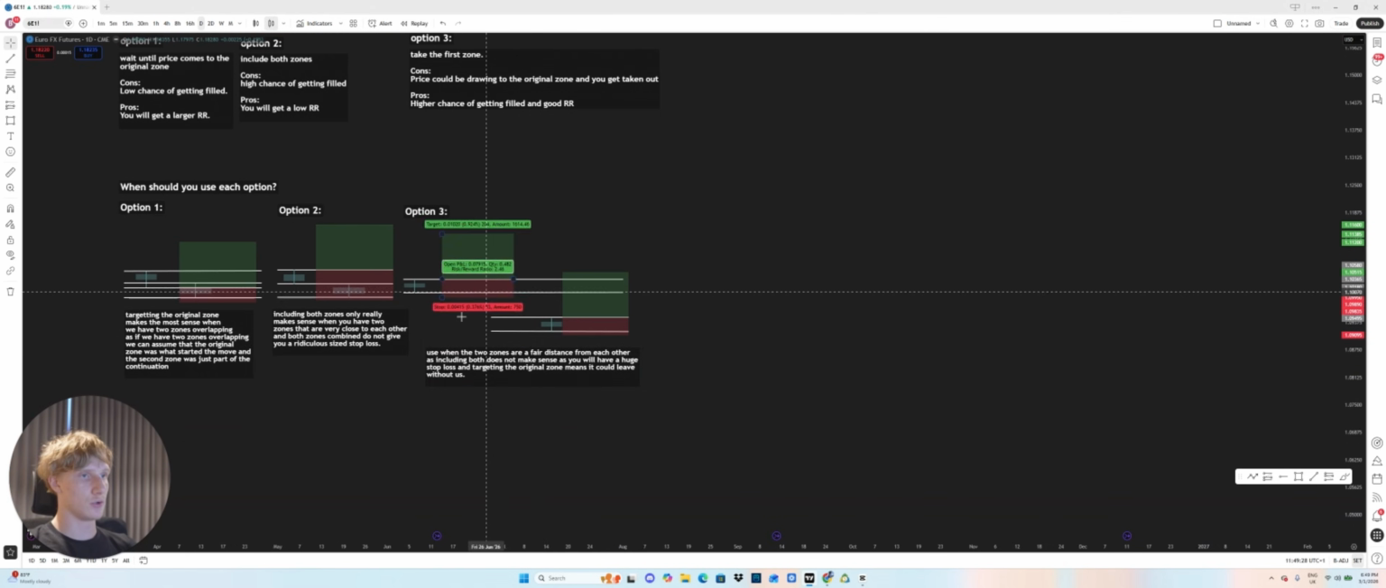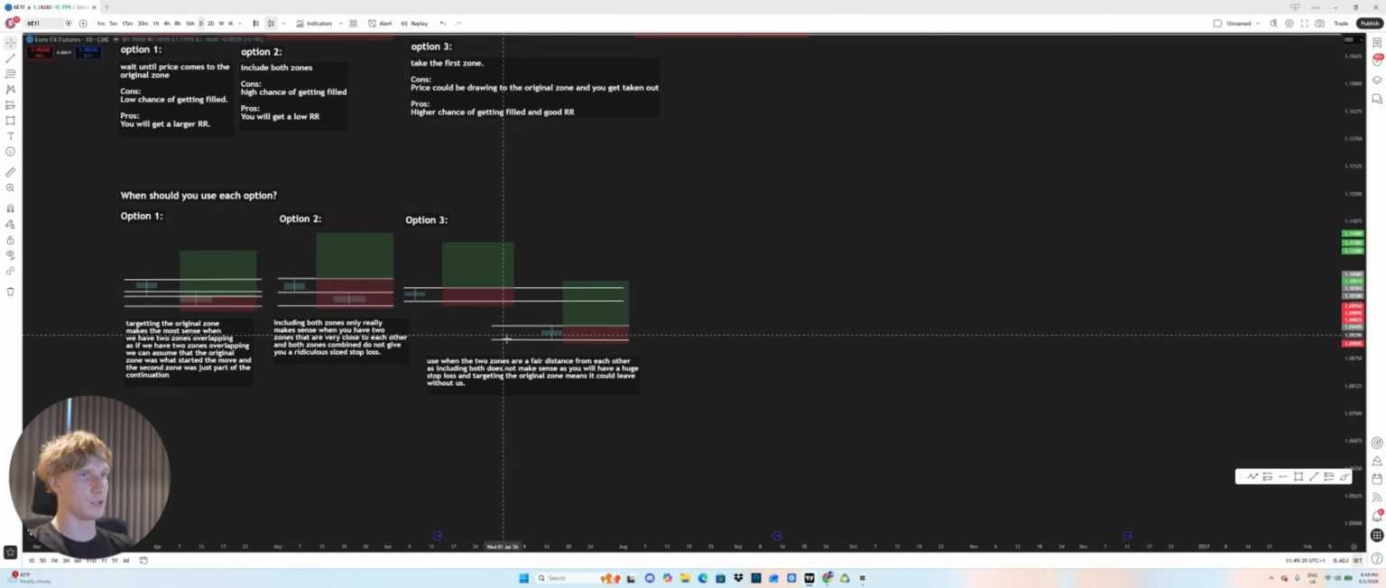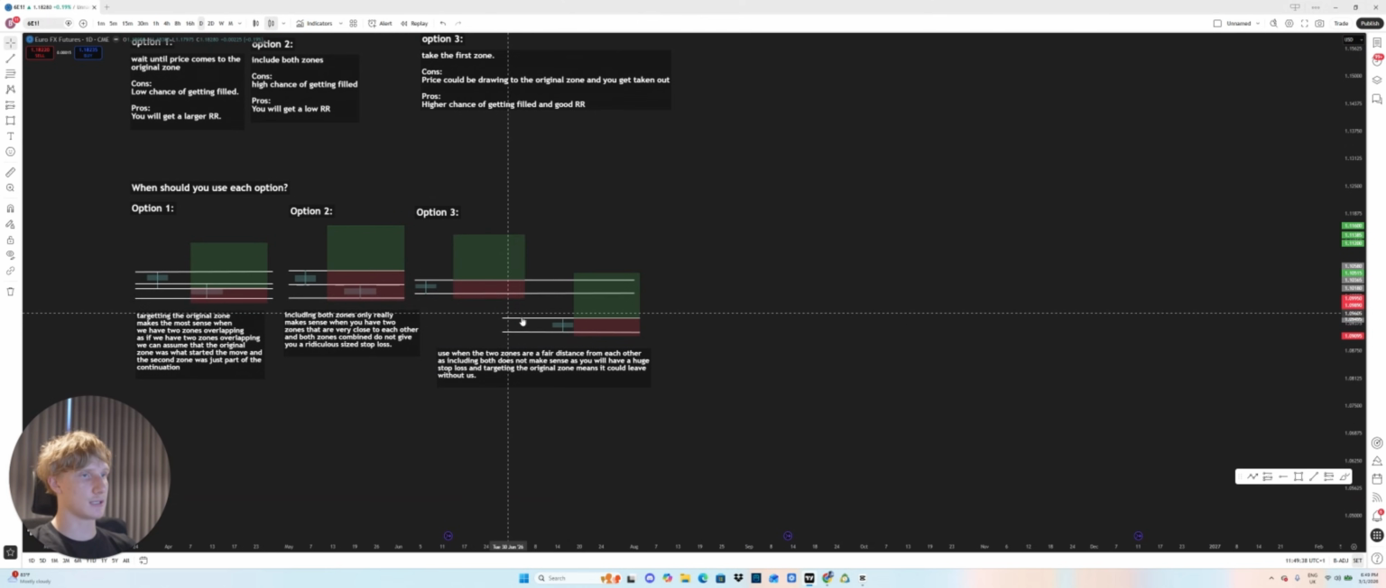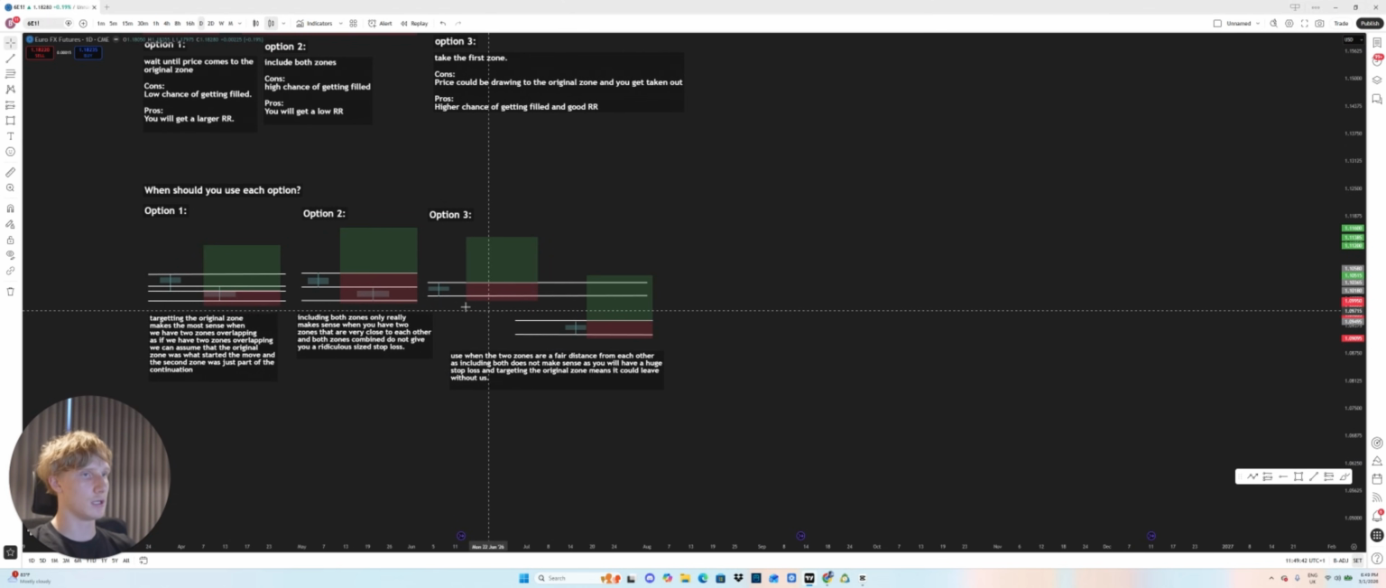Option number three, for me, is best practice and what I do the most. We'll usually use it when we have two zones on top of each other, however they're not close in proximity. In this case, we have one zone and a little bit below we have a secondary zone. Using option number two just doesn't make sense because, once again, our stop loss is going to be absolutely huge.